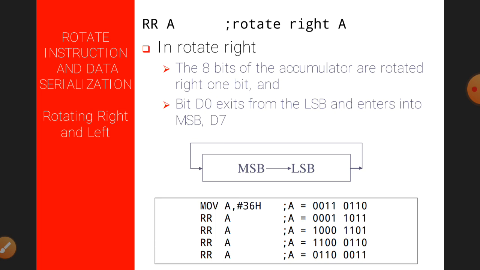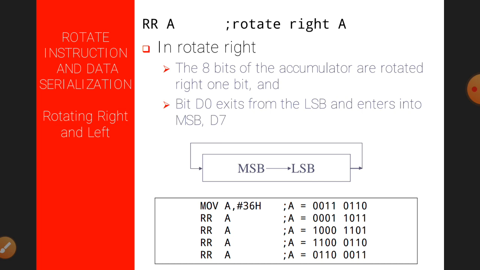RR indicates rotate right. Whatever content is there in the accumulator register will get rotated bit by bit. So just see here, we know that the higher 4 bits are the MSB and the lower 4 bits are the LSB. So one by one, whenever the instruction is rotate right, bit by bit will get moved towards the right.